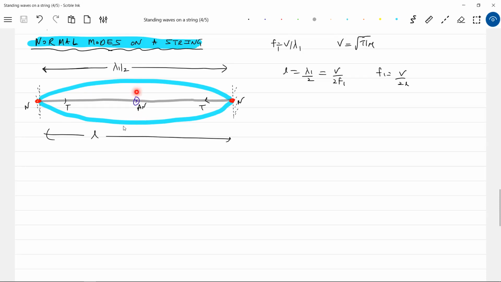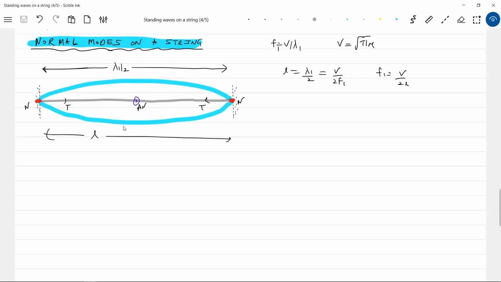This point starts vibrating, and when it does, it will make other points vibrate. Energy will flow in this direction, and similarly in the other direction. They'll get reflected, and we'll get traveling waves moving opposite to each other. They'll undergo superposition, and we'll get a standing wave. Got the idea now?